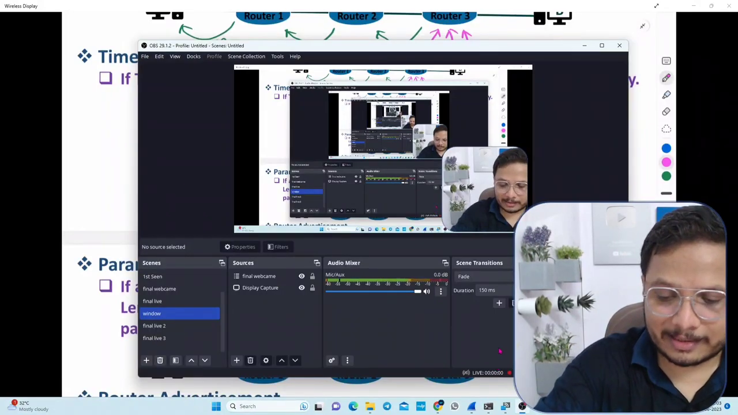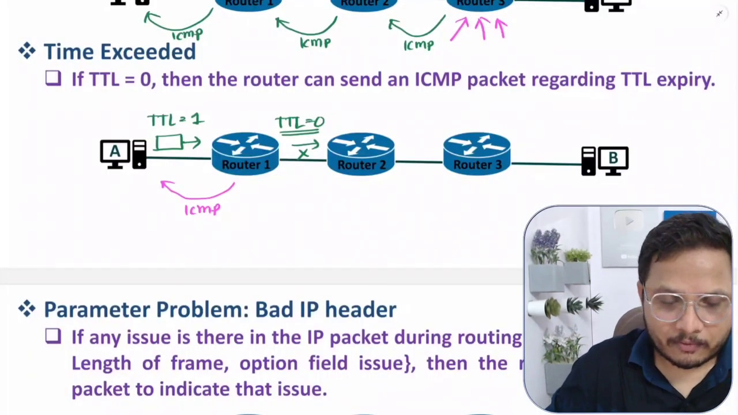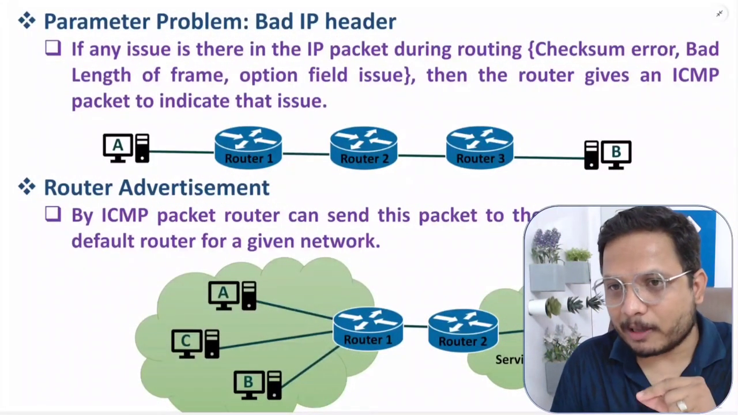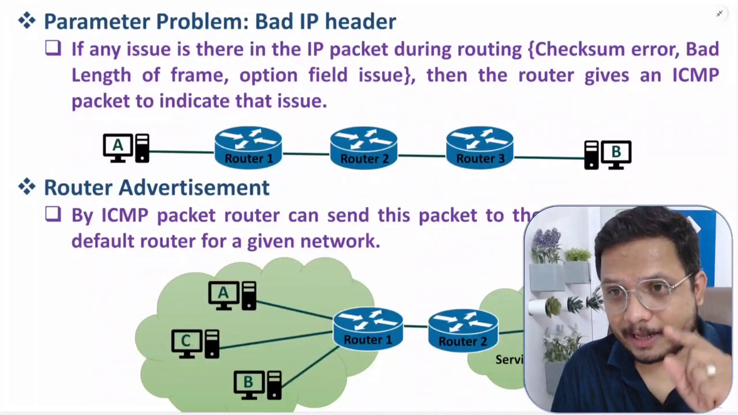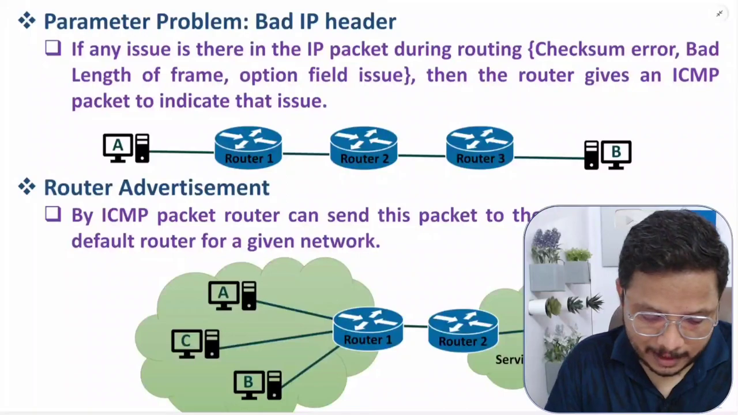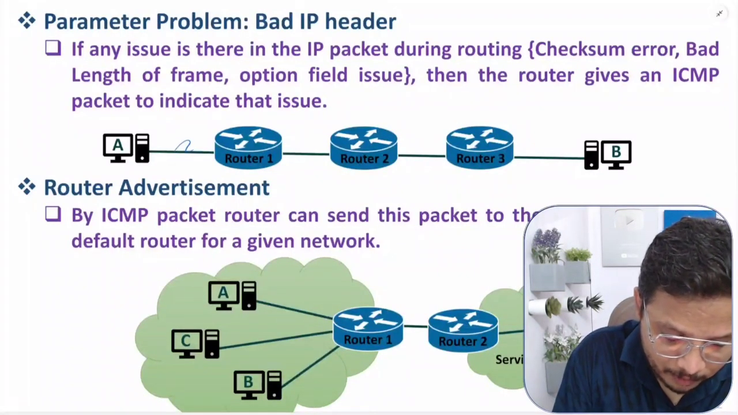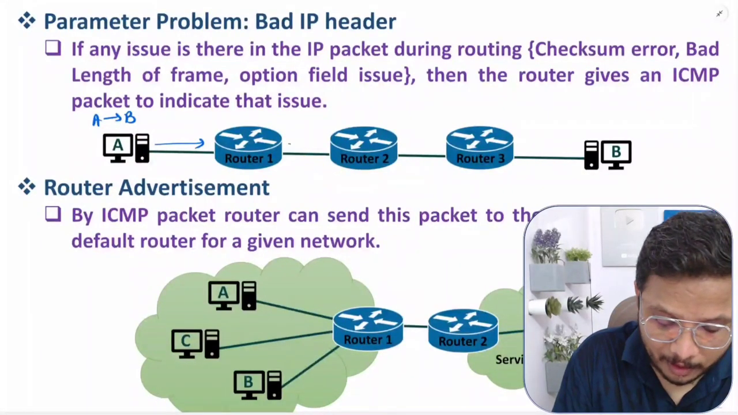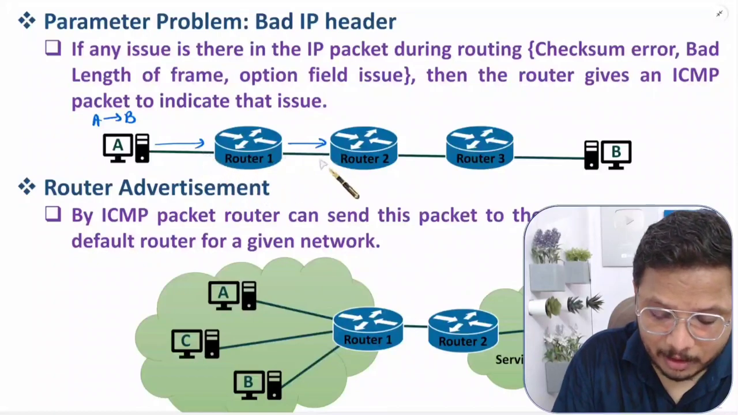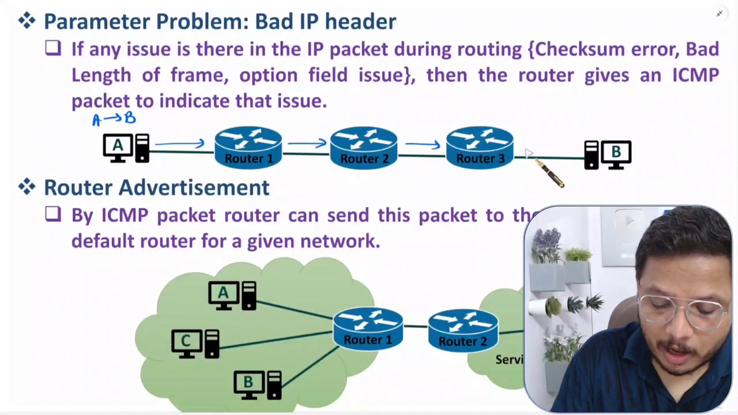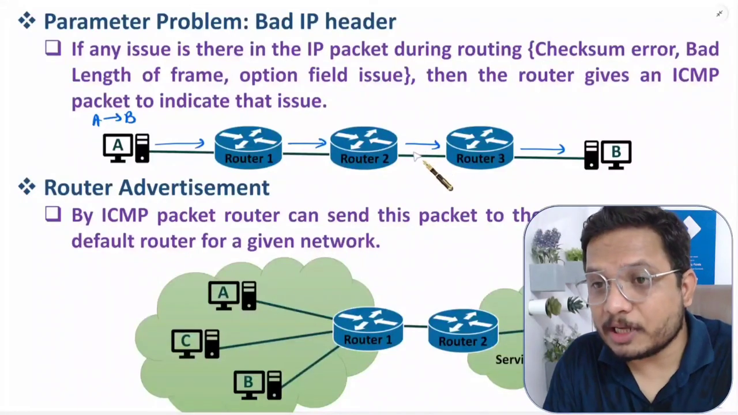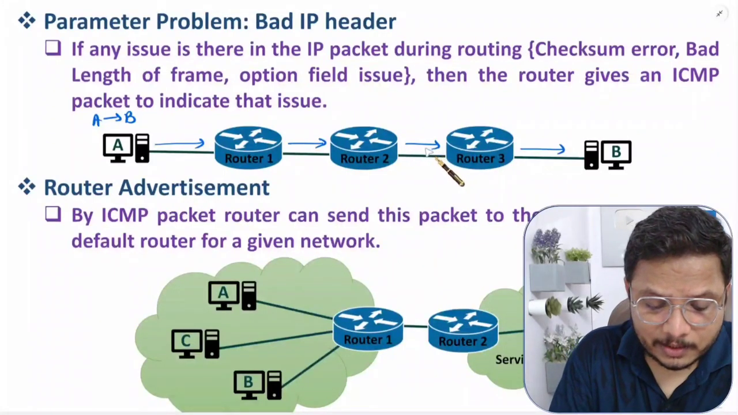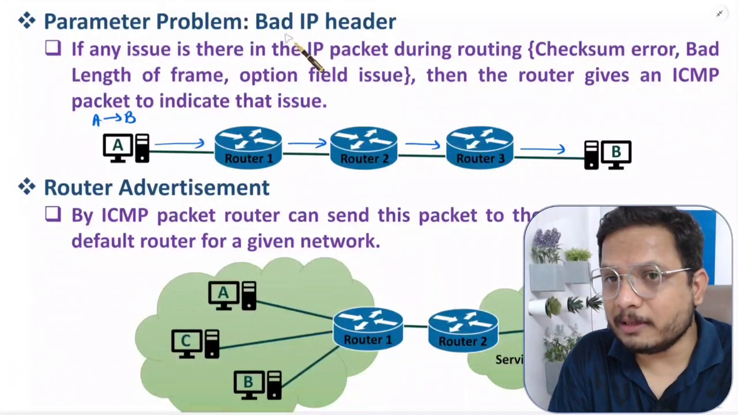Now let us have the next point, which is parameter problem. Let us try to understand first what a parameter problem is. See, there can be a bad IP header. Let me explain how. For example, you are forwarding one frame from A to B. Whenever a frame is getting transmitted via the medium, there is always the possibility that there can be some issues in the data of the frame. And in the majority of cases, you will observe those issues happen in the IP header.